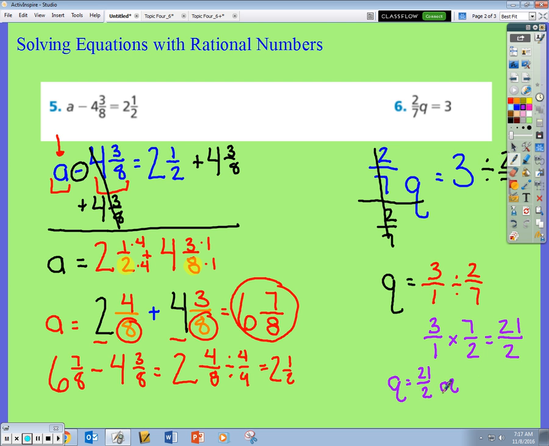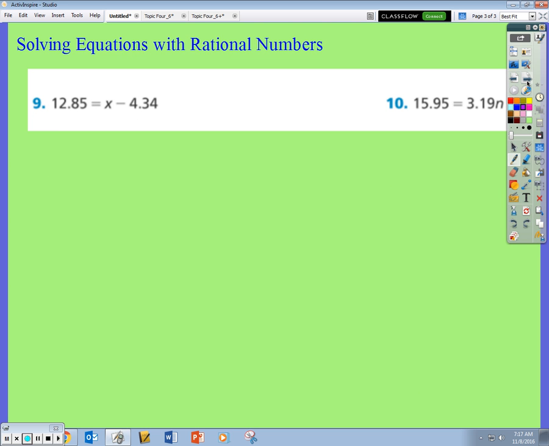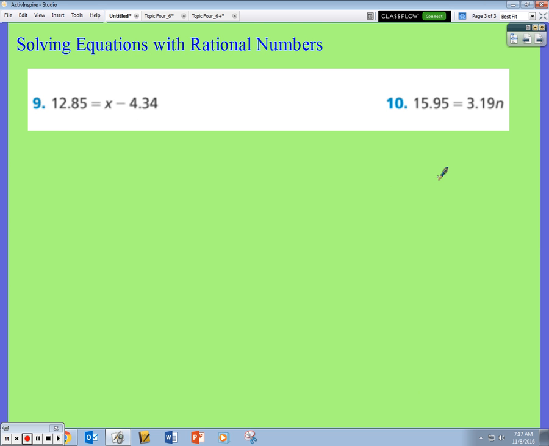Or we can say 2 goes into 21 10 times. So if I have 21/2, I have 10 wholes. We still have halves. Well, if I have 10 wholes, I still have something left over. I have that 1. So either one of these answers would be correct. All right. We have 2 more, and they both deal with decimals.